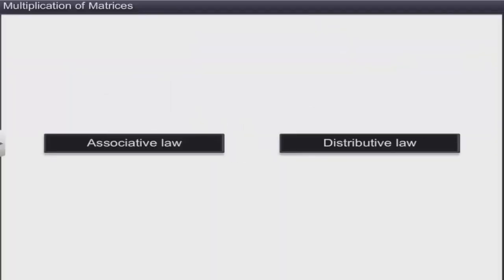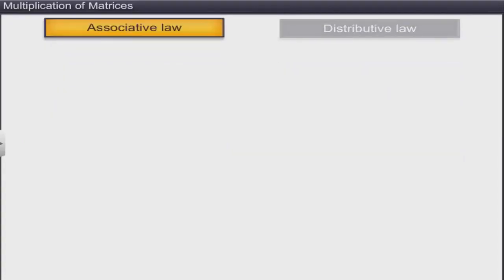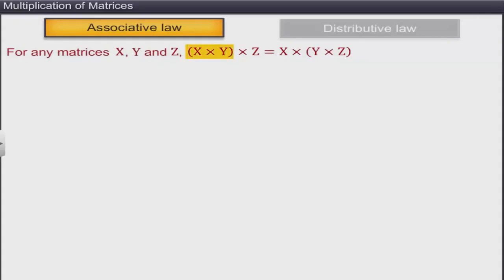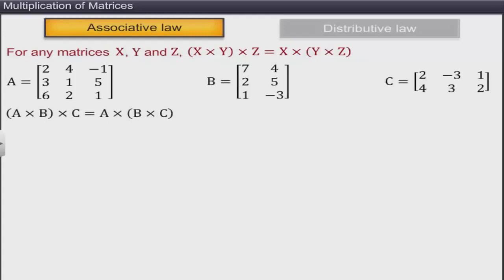The multiplication property over matrices satisfies the associative law and the distributive law. According to the associative law, if we have three matrices X, Y and Z, then X multiplied by Y multiplied by Z is equal to X multiplied by Y multiplied by Z, whenever both sides of the equality are defined. Let's see an example to verify the associative law using matrices A, B and C.